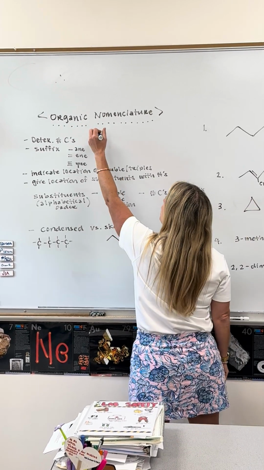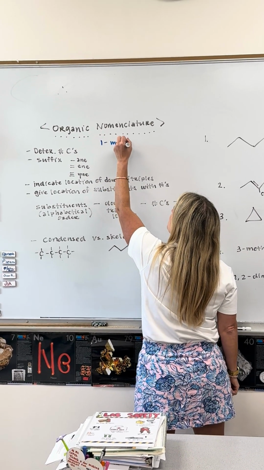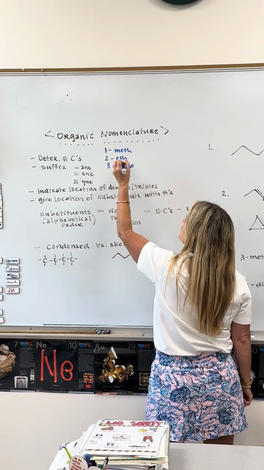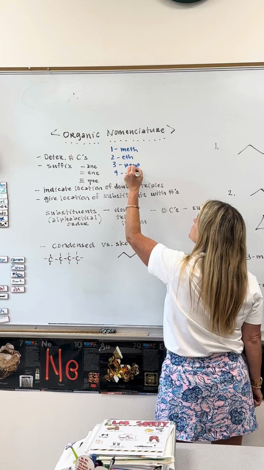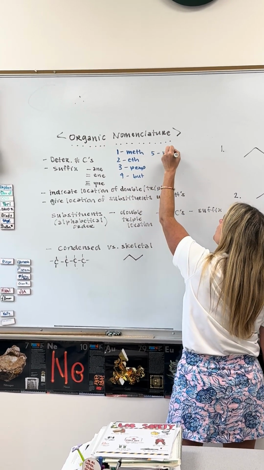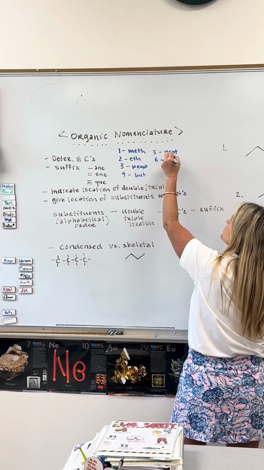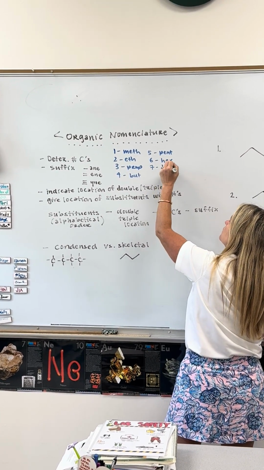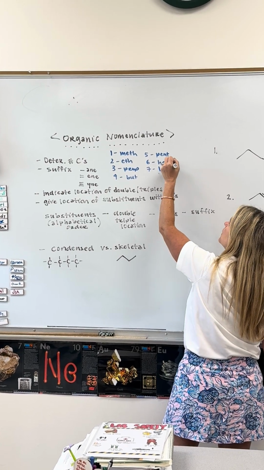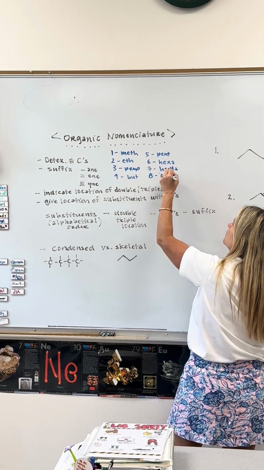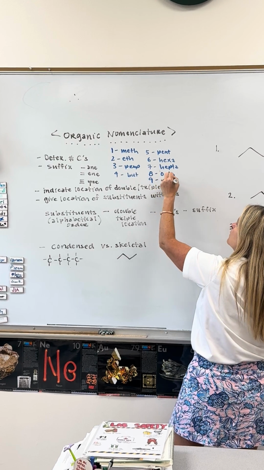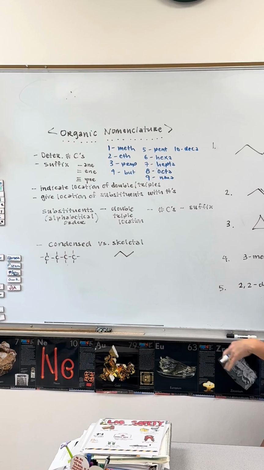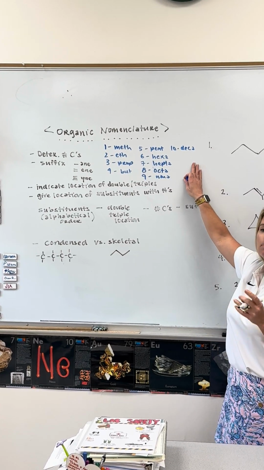So our prefixes are, for 1, it's meth, for 2, it's eth, for 3, it's prop, and again, you're going to have to memorize these. For 4, it's but. For 5, it's pent, and then these guys are pretty much the same as you're used to. 6 is hex, 7 is hept, 8 is oct, 9 is non, and 10 is dec, and we're not going to have you do any more than that. So that's the prefix, and again, that's based on the number of carbons.